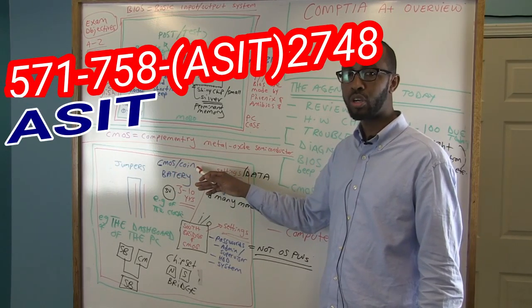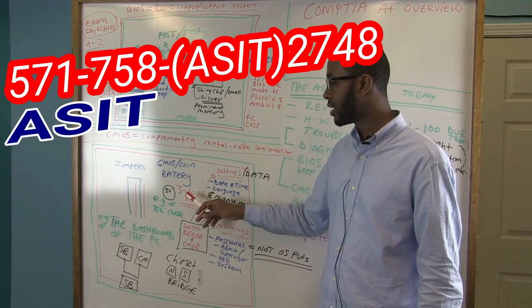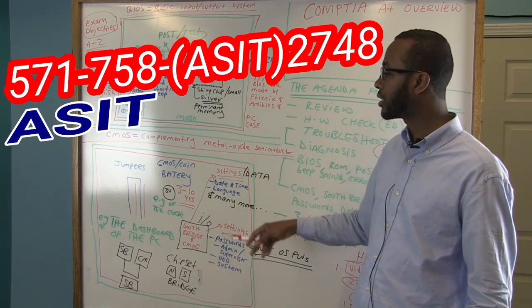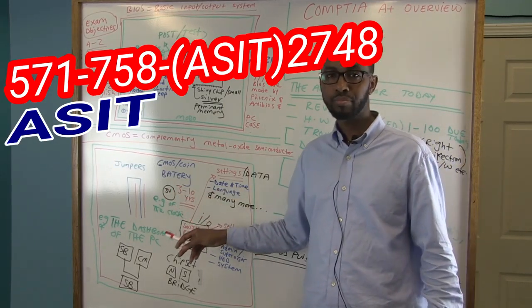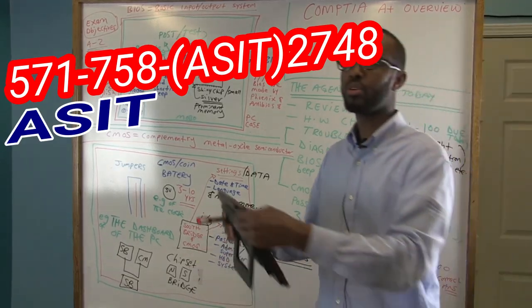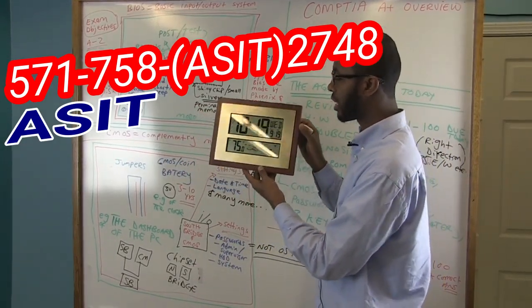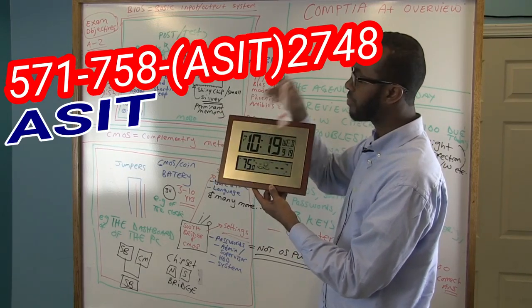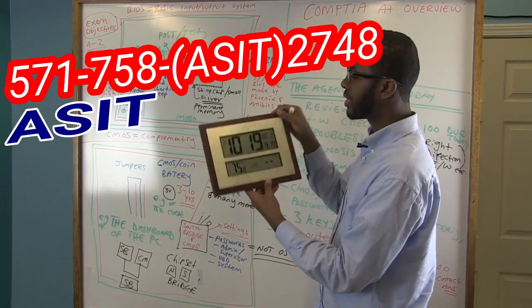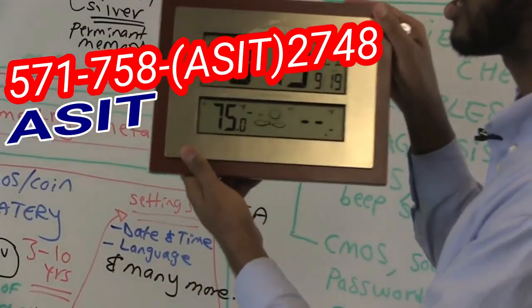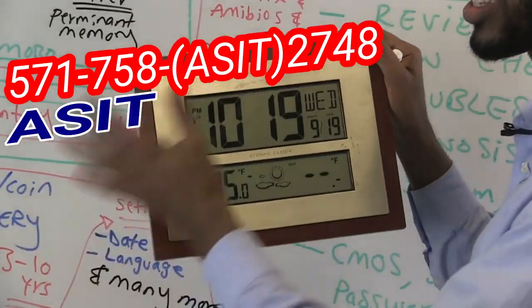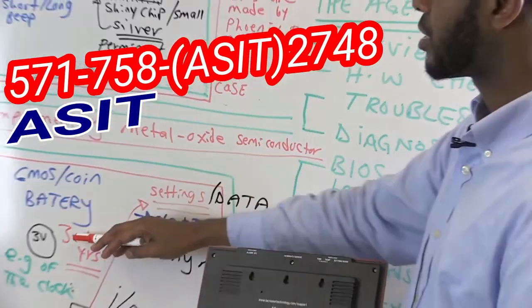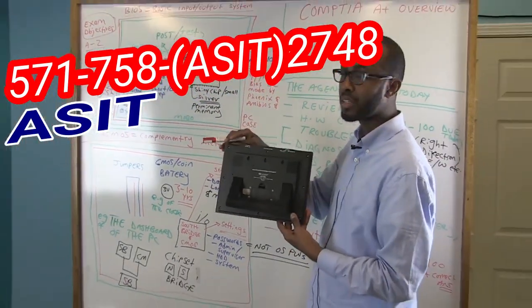And the power to keep it saved is the battery right here. That's the CMOS or the coin battery, which is 3 volts. This lasts 3 to 10 years. I call it the example of the clock. So this clock right here, as you can see, is showing the right time, the right date and everything. This clock, I call it the CMOS or the South Bridge. The battery is the CMOS battery. This is just an analogy, right?